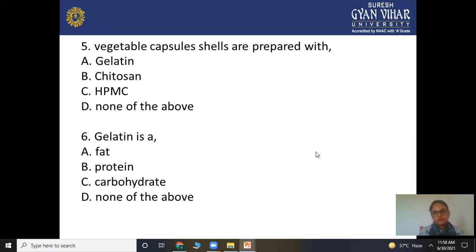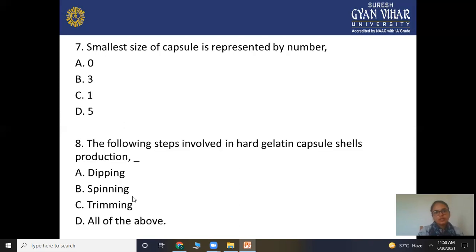Next, sixth question. In the sixth question, gelatin is... So in this, you know about gelatin and the description of gelatin. In the options for gelatin, A is fat, B is protein, C is carbohydrate, and D is none of the above. These are the four options regarding gelatin. You can select any one correct option which is appropriate for gelatin. So what is gelatin? You select from these ABCD options: fat, protein, carbohydrate, or none of the above.